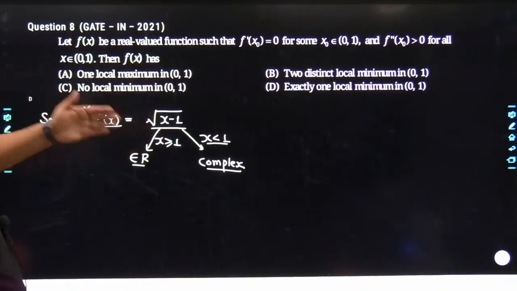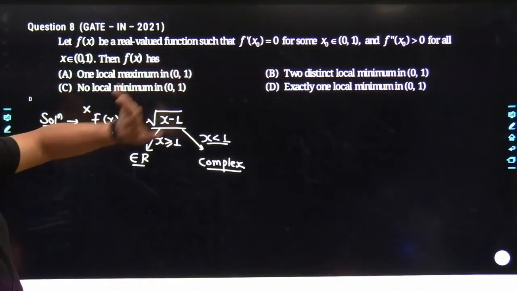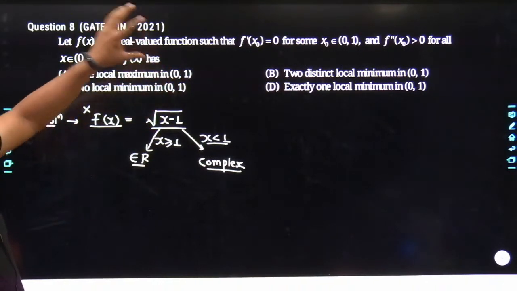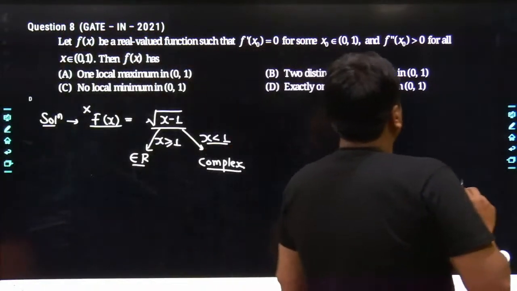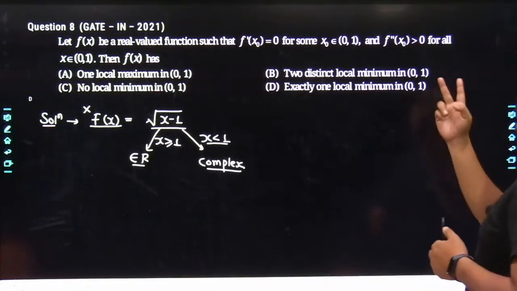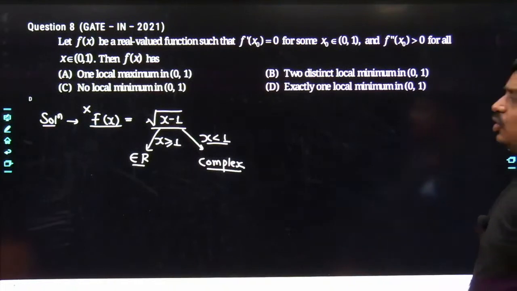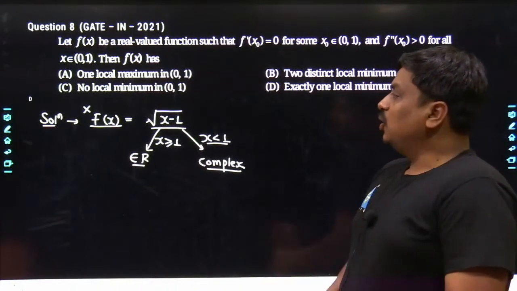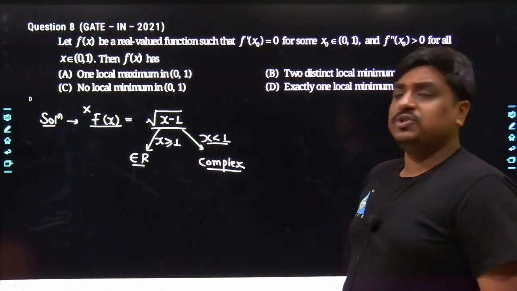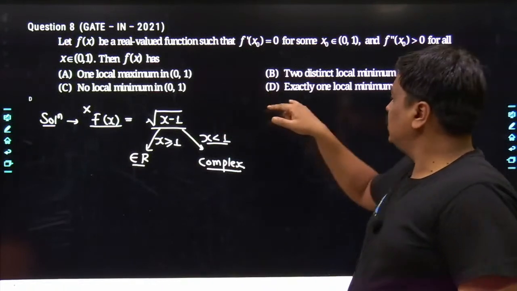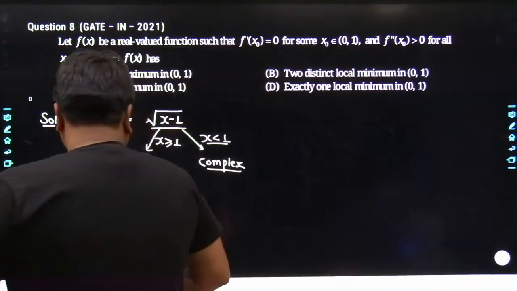How many different options were given? Four different options were given. One: local maximum in the open interval of 0, 1. It could be anywhere between 0 and 1, excluding 0 and excluding 1. Two: distinct local minima in the open interval of 0, 1, again anywhere between 0 and 1, excluding both. Similarly, option C: exactly one local minimum in the open interval of 0, 1, anywhere between 0 and 1, excluding 0 and 1. Tell me what would be the most appropriate answer.